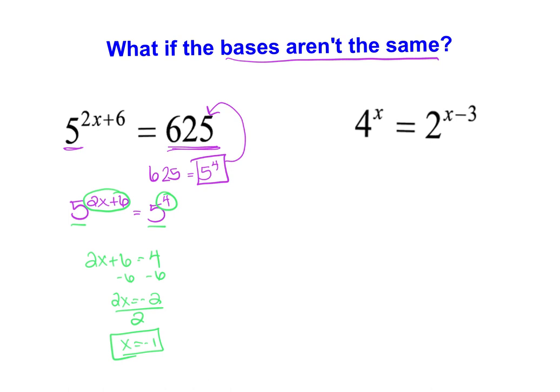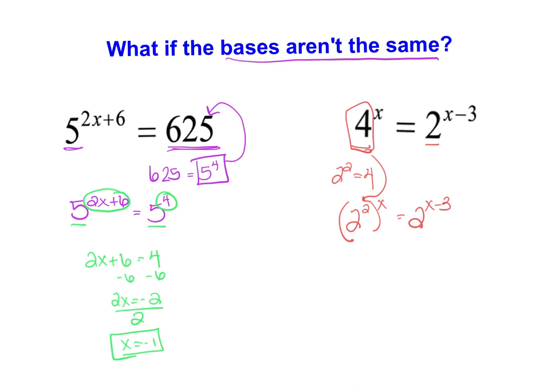Now, if I take a look at this next one over here, I see that I have 4 to the power of x and 2 to the power of x minus 3. And again, we have a situation where these two bases are not the same. However, if I start looking at my powers resource, what I notice is that 2 squared is equal to 4. And because 2 squared is equal to 4, I can take 2 squared and write it in place of 4. So here I have 2 squared to the power of x. Notice that I just replaced 4 with 2 squared. And that's equal to 2 to the power of x minus 3.